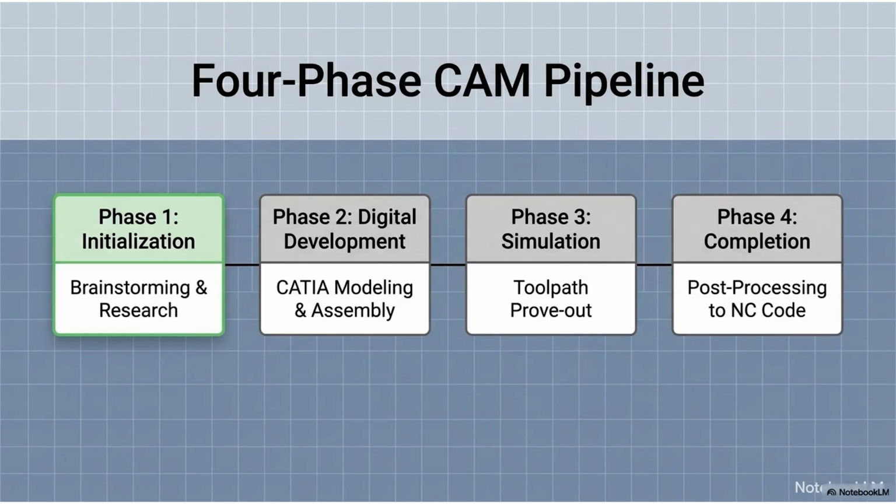Thank you, Yusuf. To ensure absolute accuracy, we utilize a highly structured 4-phase CAM pipeline. As shown on this flowchart, our methodology progressed sequentially through Phase 1, initialization for brainstorming and research, Phase 2, digital development for CATIA modeling and assembly, Phase 3, simulation for toolpath prove-out, and finally Phase 4, completion, where we post-process our work into NC code.